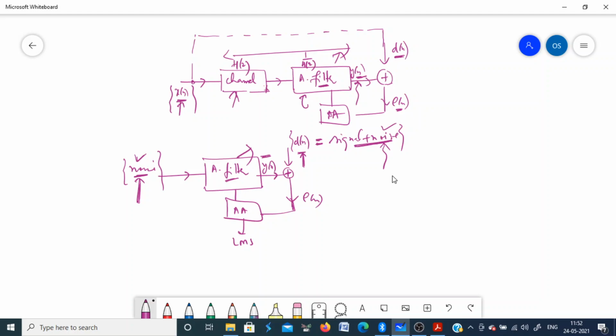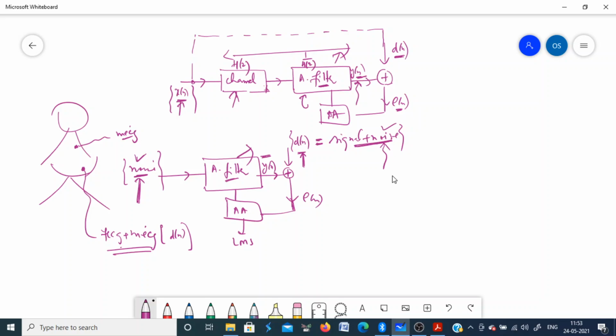Okay. Similarly, in the fetal ECG, what you do, now you have one sensor placed on the abdomen which captures your signal plus noise. That is, signal is now in this case my fetal ECG, and noise is your mother ECG. Okay, and we place one more sensor which captures only the noise. That is, it will capture only the maternal ECG from the chest leads. So this will be now dn, the desired response, and this will be now your input to this adaptive filter.